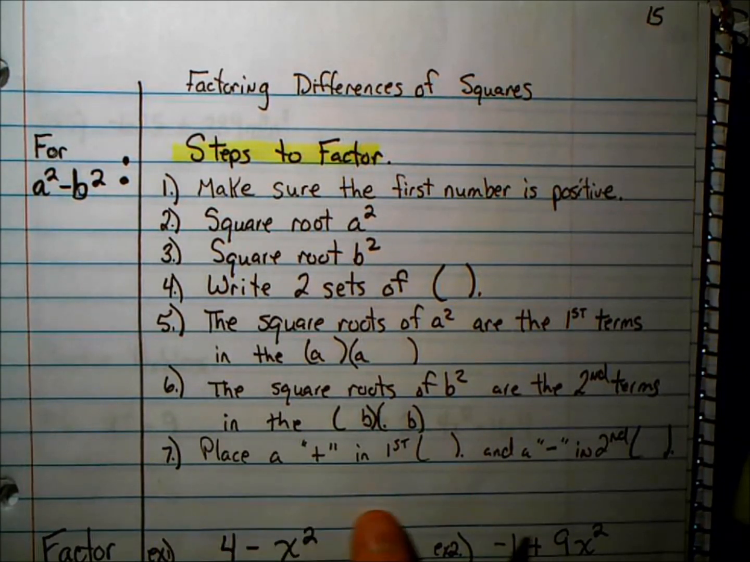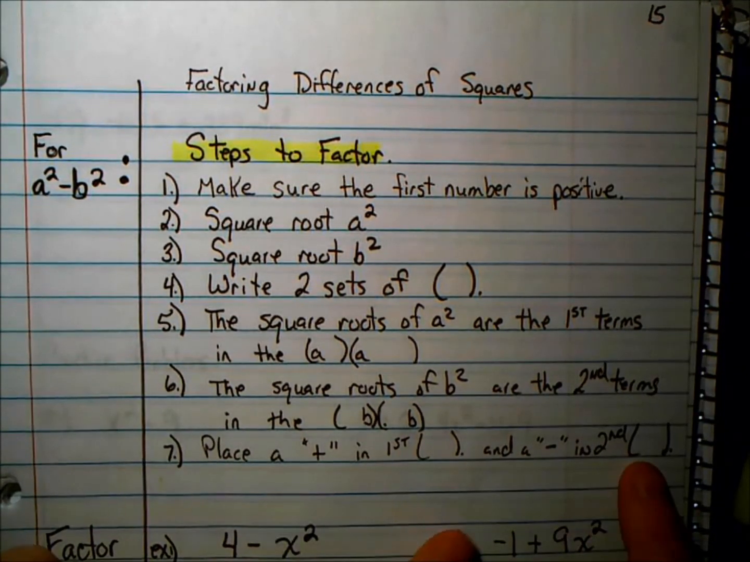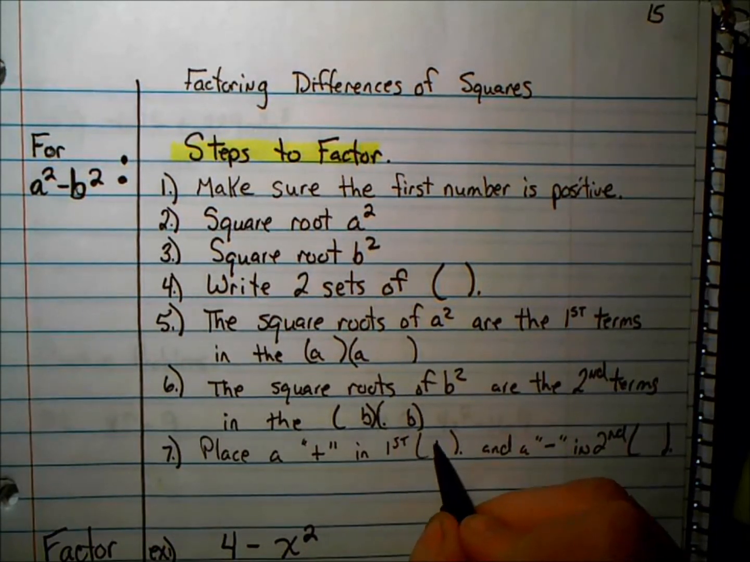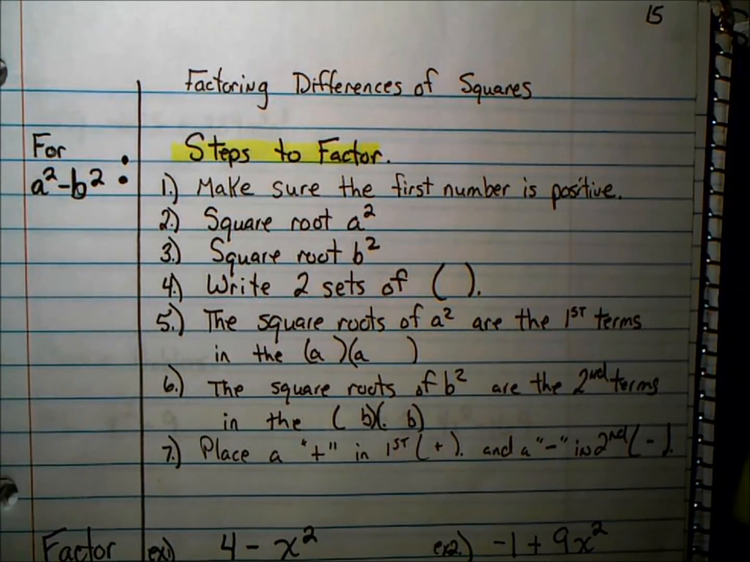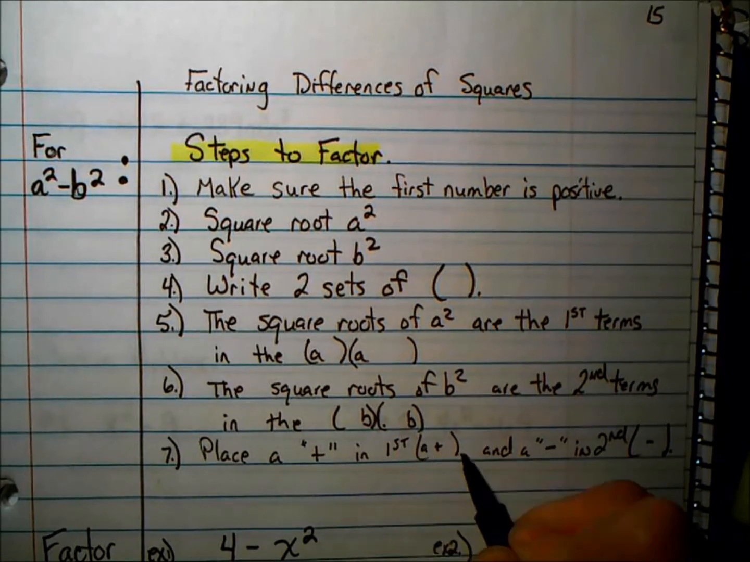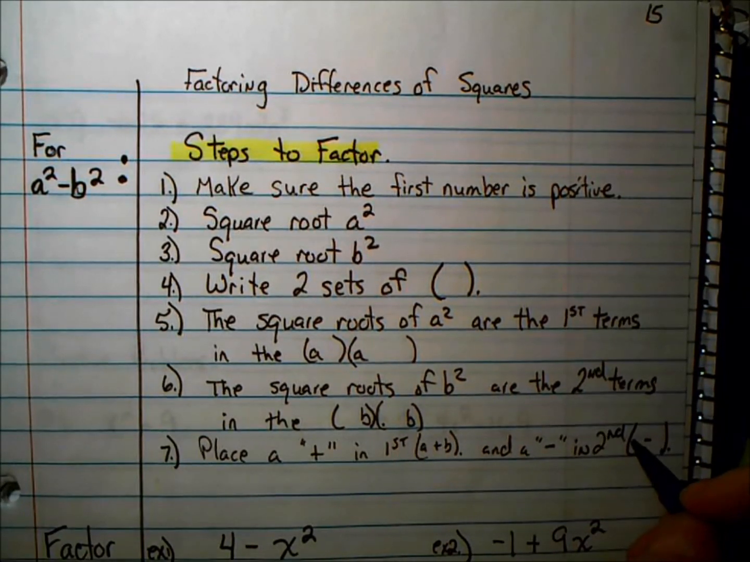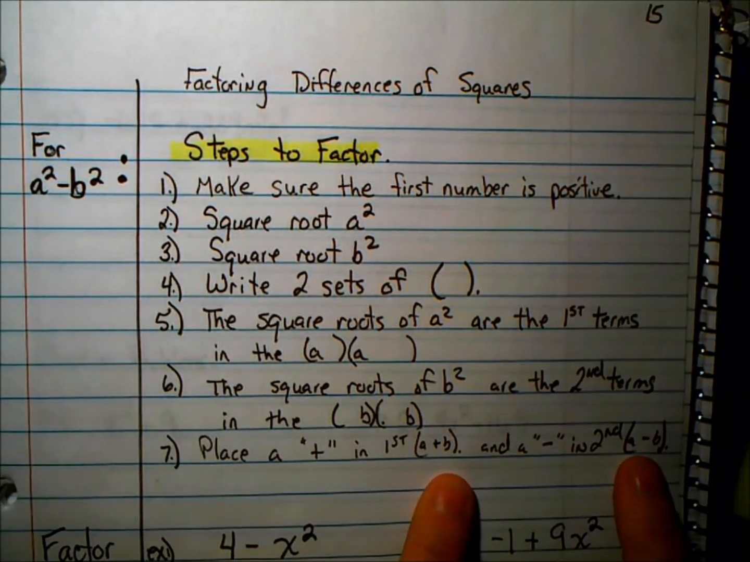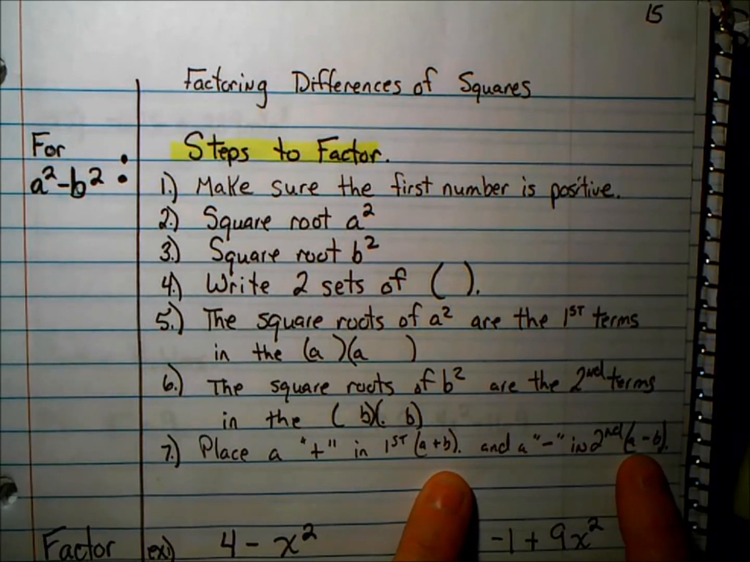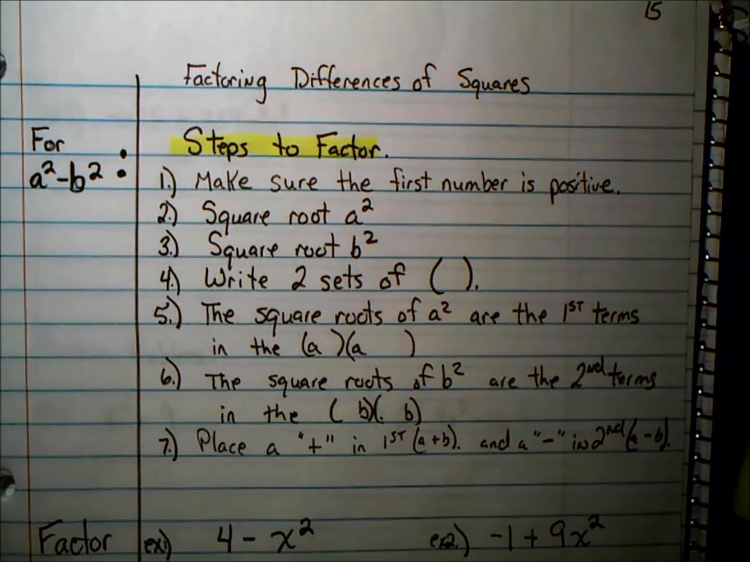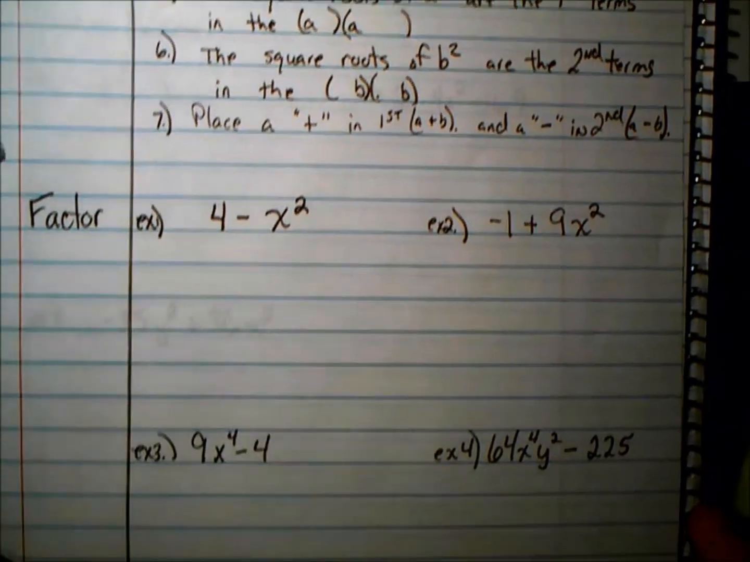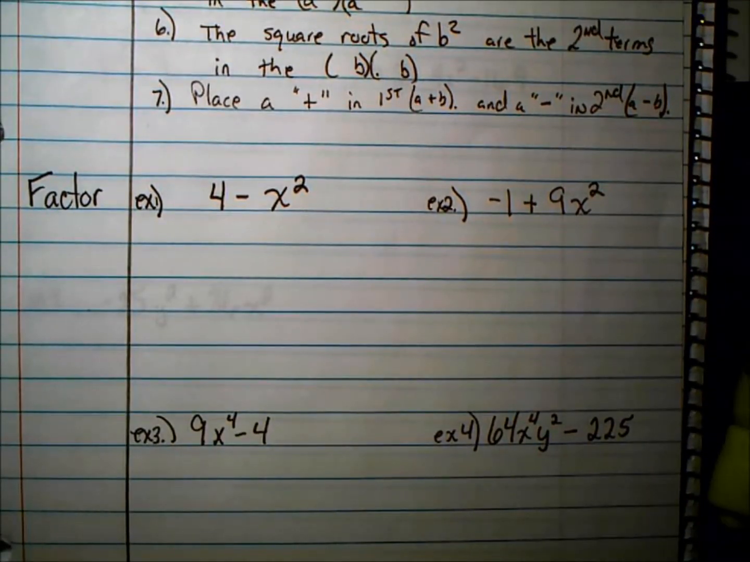And then number 7 is the first one's going to get a plus sign and the second one's going to get a minus sign. So we'll have a plus and a minus with our problems there. It's like this one will have an A and a B, and this will have an A and a B. So that they look the same, the only difference is one has a plus sign and one has a minus sign.